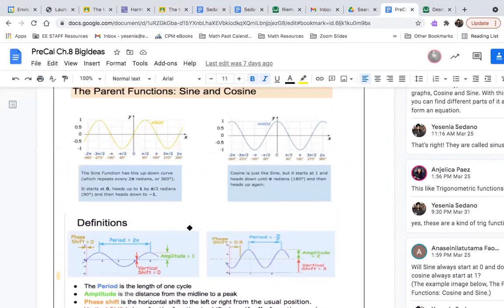And here are the parent functions. You have your sine parent function, you have your cosine. Sine starts at the midline on the y-axis and goes up. Cosine starts on the y-axis at the maximum and goes down. Let's see what your wave looks more like. So let me go back to yours.